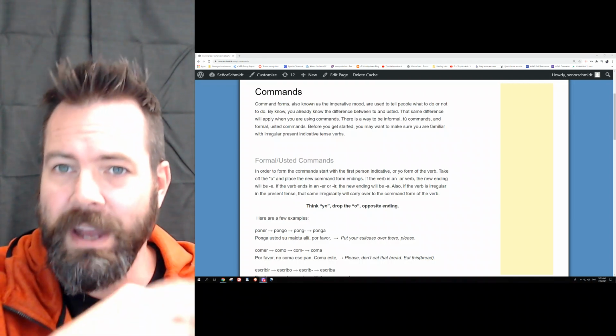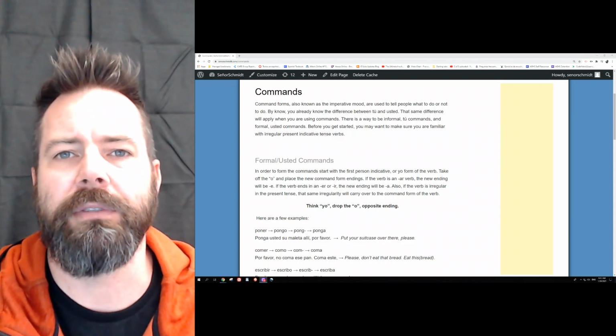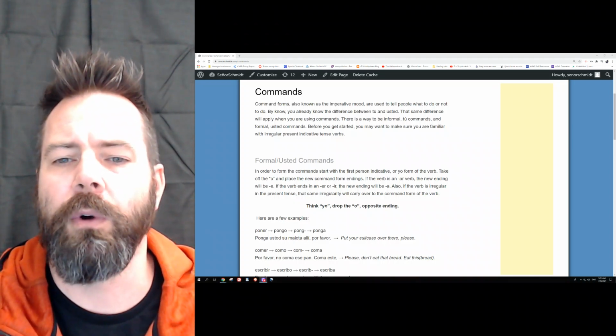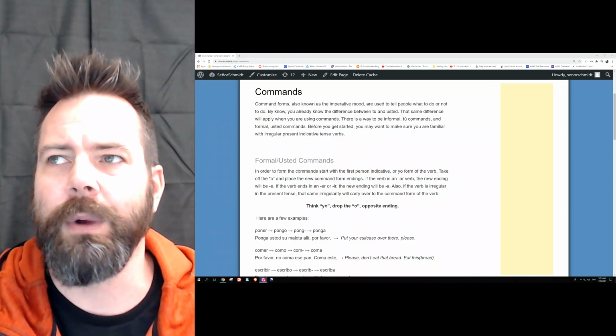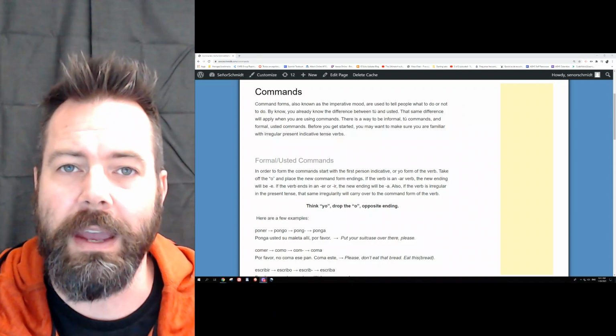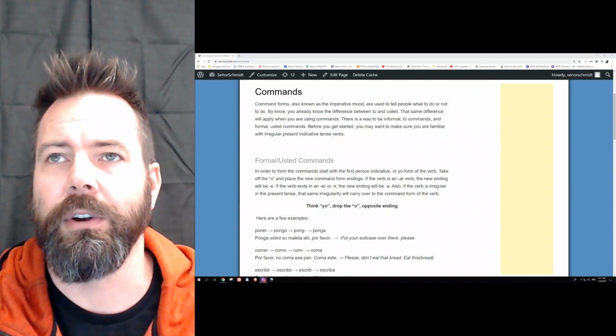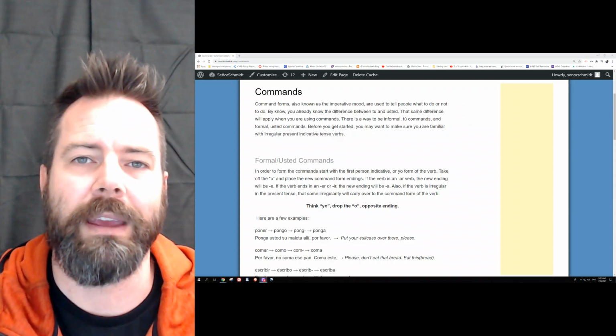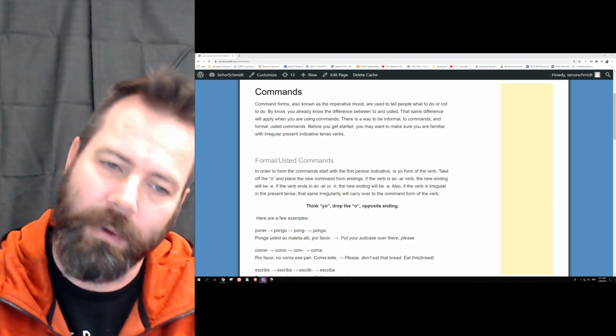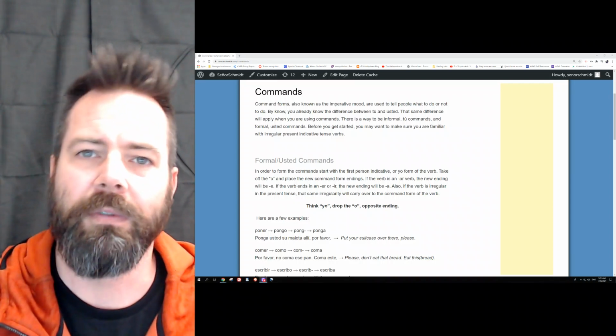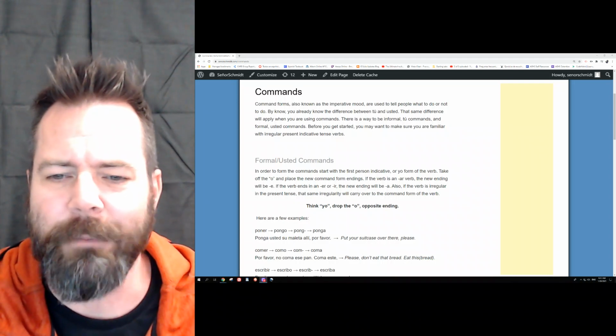Now, depending on who you're talking to, you're going to have to do something different with your verbs. So we'll start with formal commands. Formal commands are the ones you would see when you want to use usted, right? So if you're in a work situation, or if you're a waiter and you're talking to a table and you want to say, sit down here or follow me, you would use a formal command, something like that.